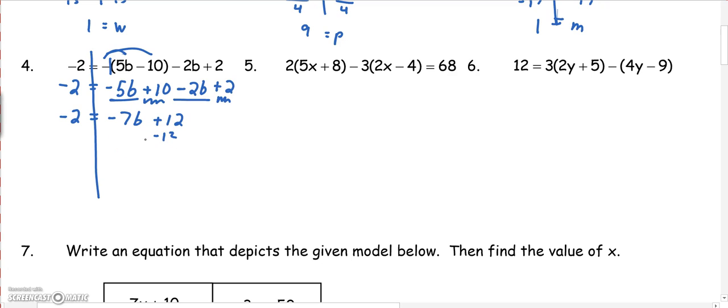I'm going to subtract 12 from both sides. Negative 14 equals negative 7b. Divide by negative 7. So b equals 2.